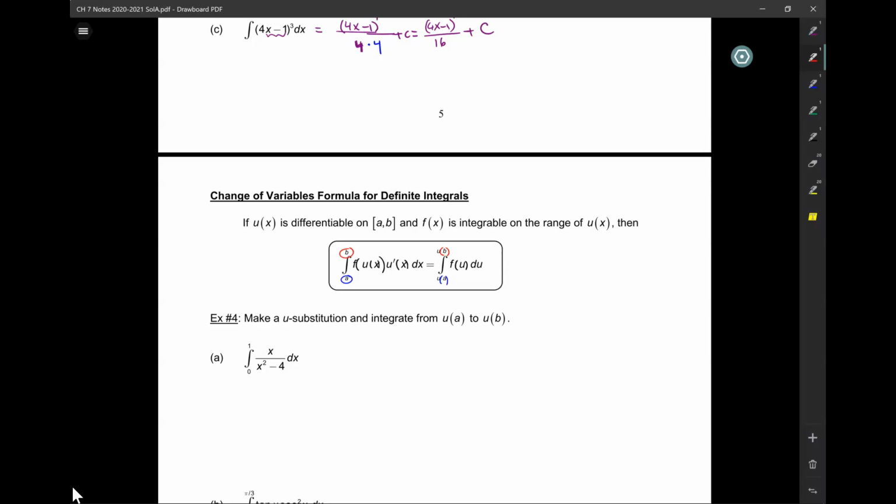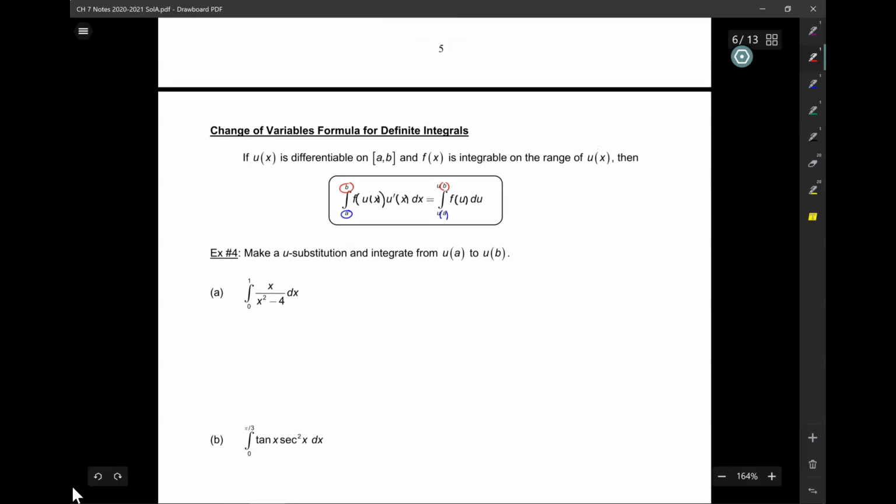All right, so let's do the first example here. In the beginning, everything is the same. First, you still have to decide what u is. In this case, the denominator is going to be our u, so x squared minus 4. And again, same process, du is going to be 2x dx, right?